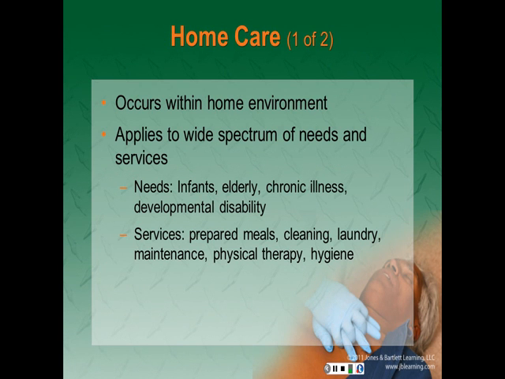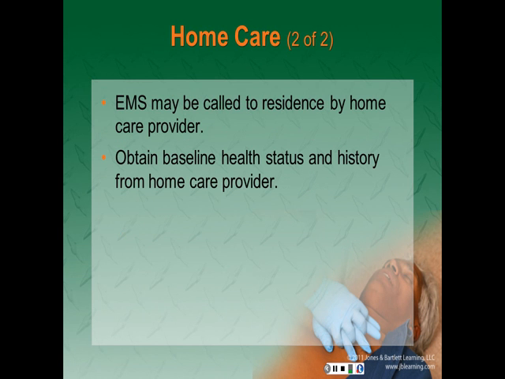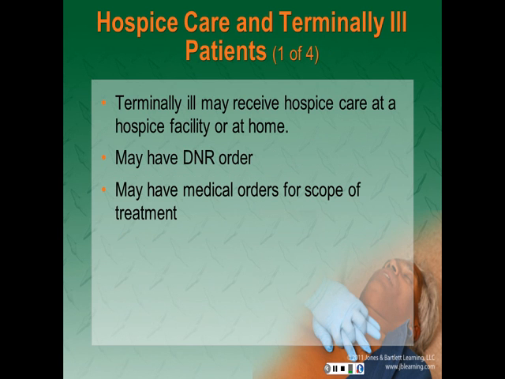Home care occurs within a patient's home environment, and it applies to a wide spectrum of needs and services. Some needs include infants, the very elderly, people with chronic illnesses, or people with developmental disabilities. Services include delivering prepared meals, house cleaning, washing laundry, yard maintenance, physical therapy, and personal hygiene, such as bathing and wound care. You may be called to a residence by the home care provider, and you need to obtain a baseline health status and history from them.